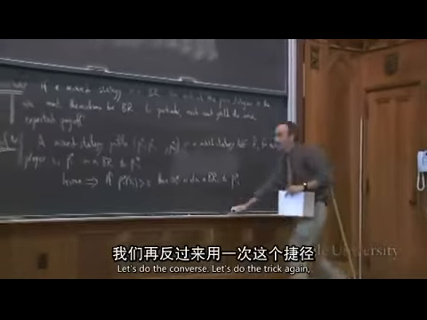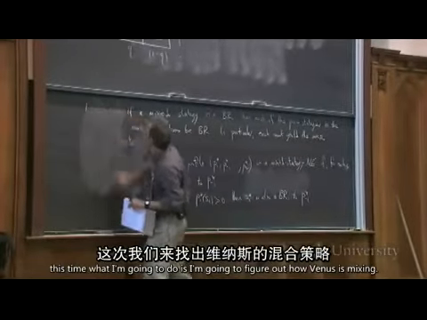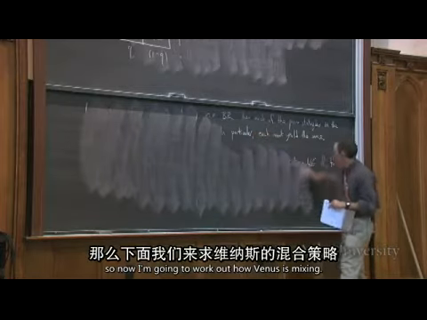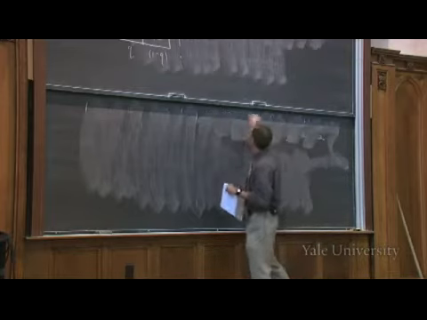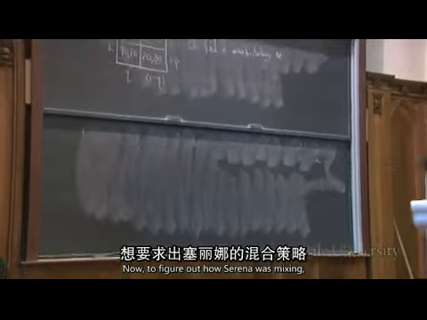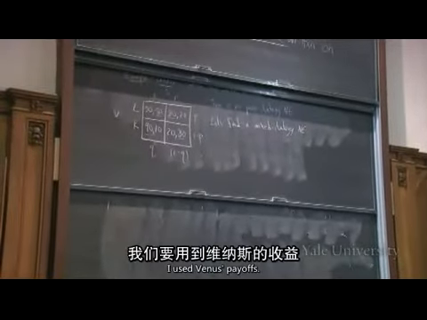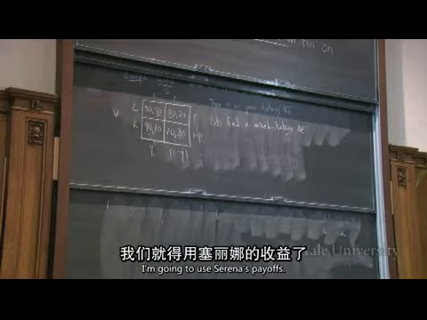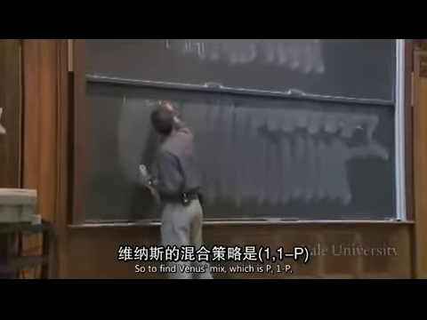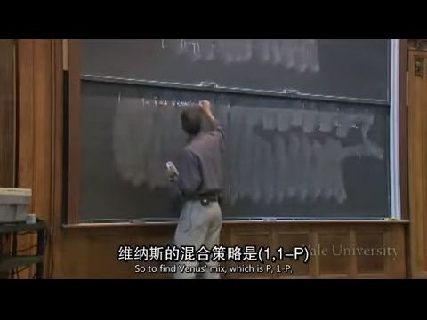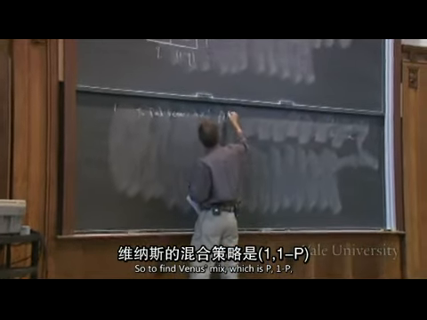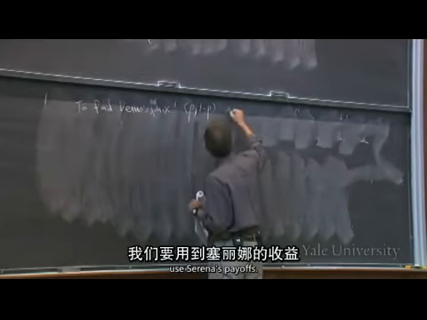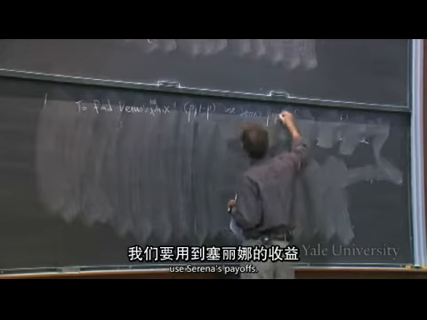And let's do the converse. Let's do the trick again. This time, what I'm going to do is figure out how Venus is mixing. I know how Serena's mixing now, so now I'm going to work out how Venus is mixing. To figure out how Serena was mixing, I used Venus's payoffs. So to find out how Venus is mixing, what am I going to do? I'm going to use Serena's payoffs. All right. So to find Venus's mix, which is P, 1 minus P, just be careful, it's her Nash equilibrium mix, use Serena's payoffs. Here we go.